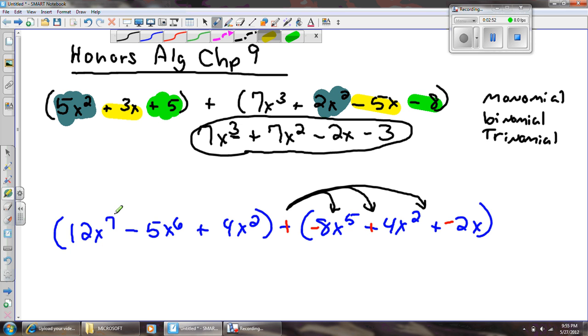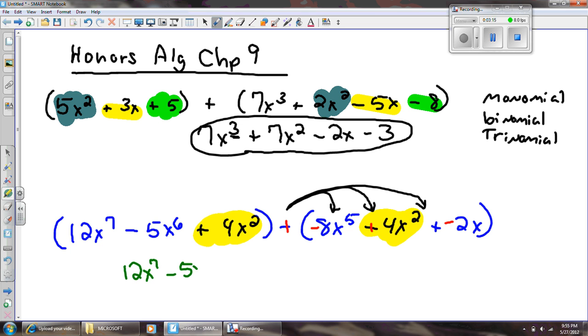So let me see here. X to the 7th, I don't see any other x to the 7th. X to the 6th, I don't see any other x to the 6th. X squared, so I got 4x squared there, and I've got 4 more x squared. And it looks like that's all I'm going to be highlighting. So I've got 12x to the 7th minus 5x to the 6th minus 8x to the 5th plus 8x squared.